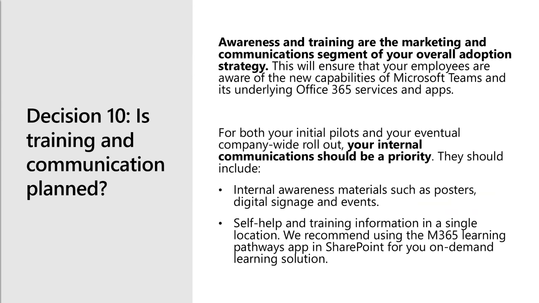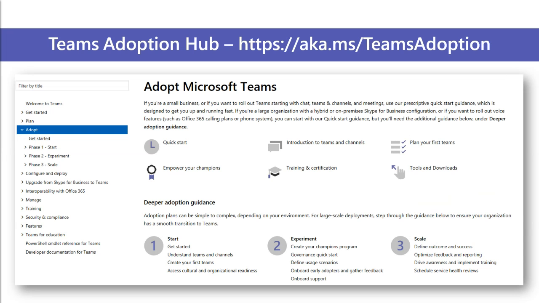So having internal awareness materials such as posters, digital signage, and then self-help and training information, I recommend using M365 Learning Pathways. That's an app that you can connect into SharePoint. It provides you the most on-demand learning solution. Don't reinvent the wheel, that's what I always say. There's no reason that you need to reinvent when we've already done it for you. And then if you need it updated, you can go ahead and update that app, bring in the most current training documents that we have. Along with that, the Teams Adoption Hub.